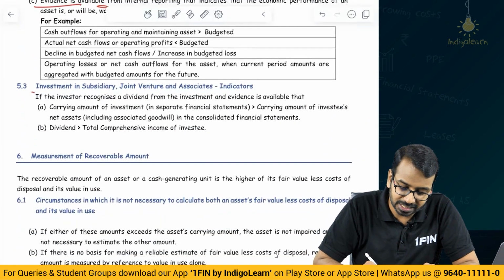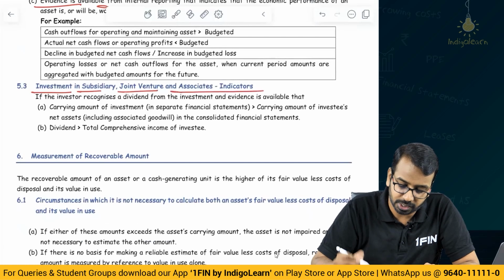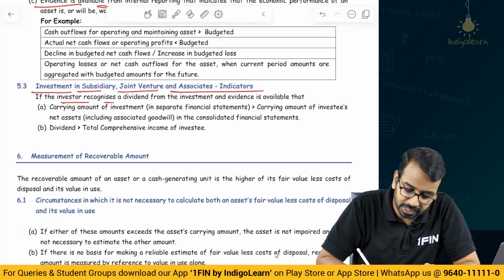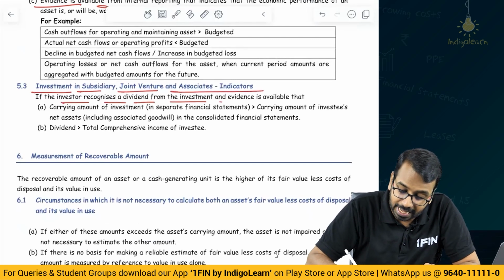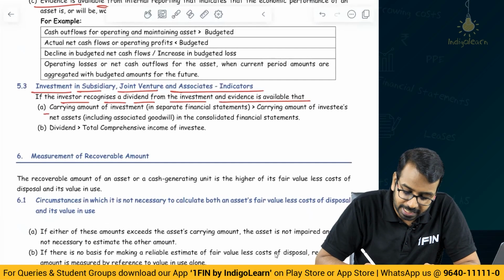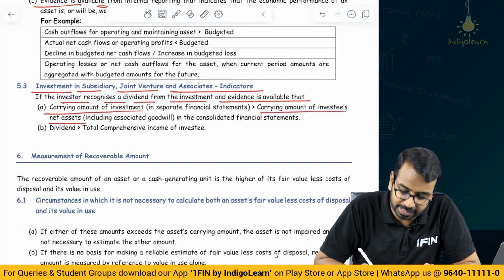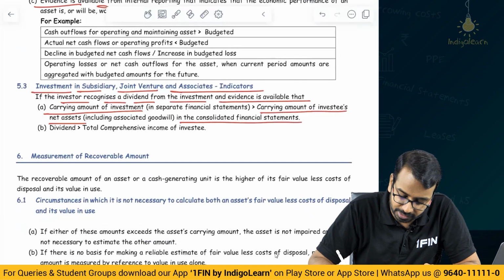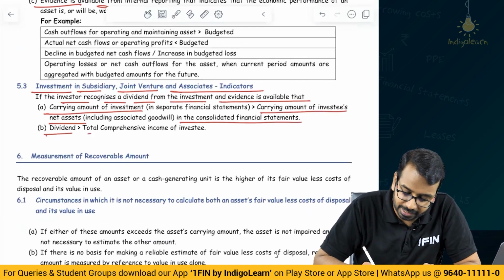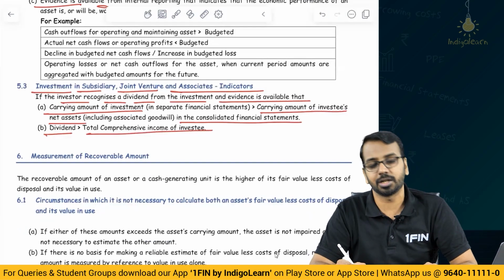Then as far as investment in subsidiary, joint venture and associates are concerned, if the investor recognizes a dividend from the investment and evidence is available that the carrying amount of the investment is greater than the carrying amount of the investee's net asset in the consolidated financial statements, or the dividend is greater than the total comprehensive income of the investee.